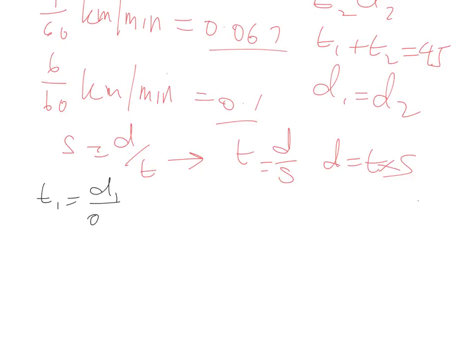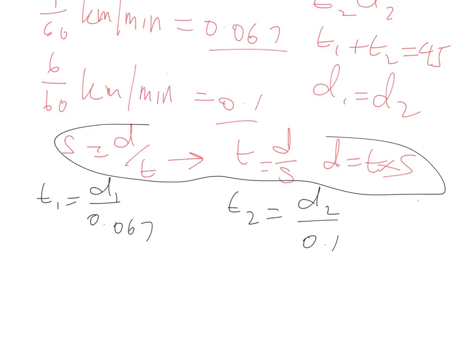0.067, and T2, the time coming back, is equal to distance 2, which is the same as distance 1, over the speed, which is 0.1. Then we're going to use these three formulas and this information to write D in terms of T.